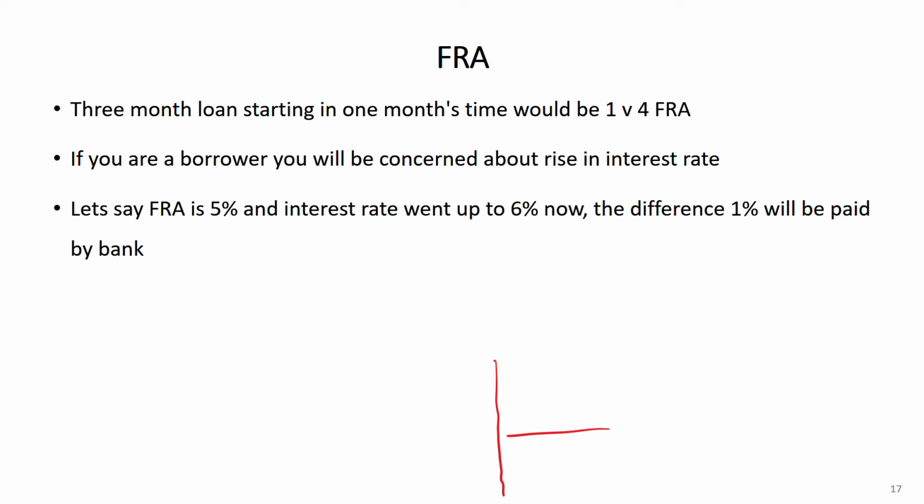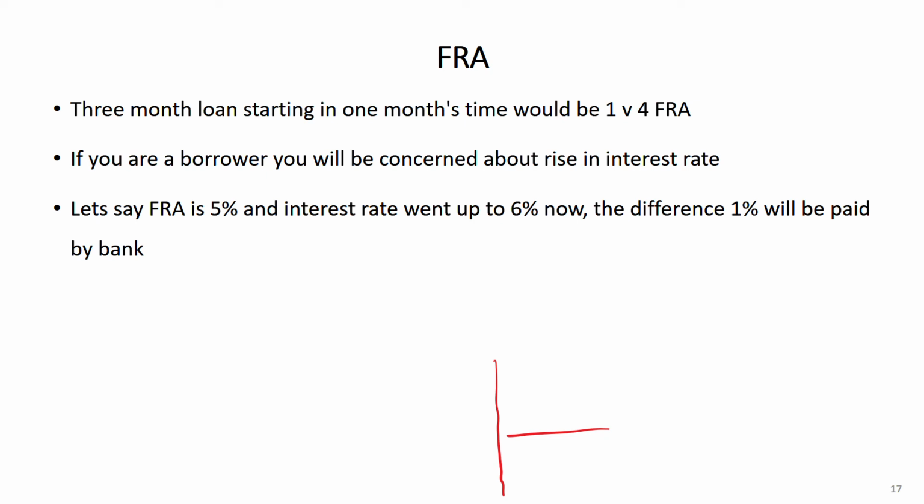Now I'm giving you a practical example of how to apply FRA. Let's say the FRA is 5% and the interest rate went up to 6%. What happens? The difference of 1% will be paid by the bank to you. Someone asked me how do we know whether we have to pay the bank or whether the bank will pay us? The answer is, you have to see your position as a borrower or investor. You are now a borrower. If the interest rate increases above the FRA rate, the bank will pay you the difference. If the interest rate goes down, you will pay the difference to the bank.